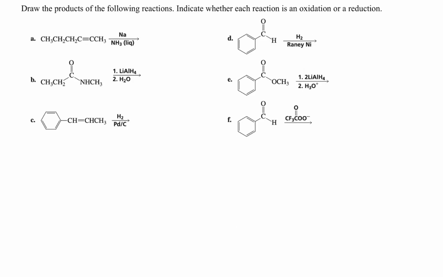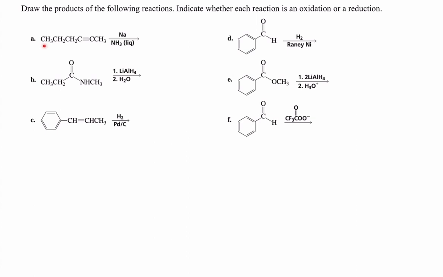Draw the products of the following reactions. Also indicate whether each reaction is an oxidation or a reduction reaction. Here we are being given 6 reactions and we want to identify what kind of reaction this is, what the product obtained is, and also find out whether it's going to be an oxidation or reduction. Let's take a look at the first compound.